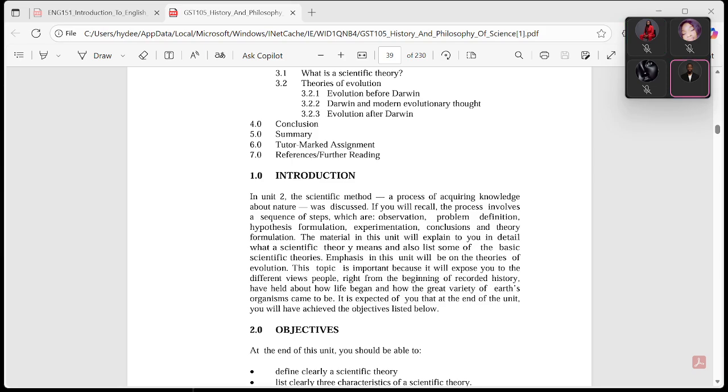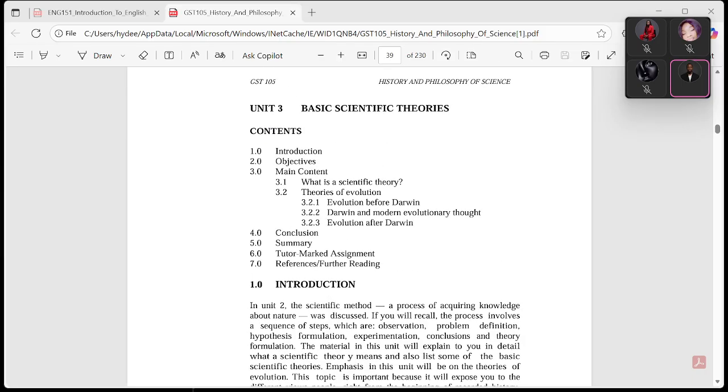Right, so yes, we're dealing with scientific theory, and I said a scientific theory is a powerful and broad explanation about the cause or causes of a broad range of related phenomena. What I mean is quite simple. A theory is going to explain all the scientific methods that have been put together. That's what a theory is going to do.